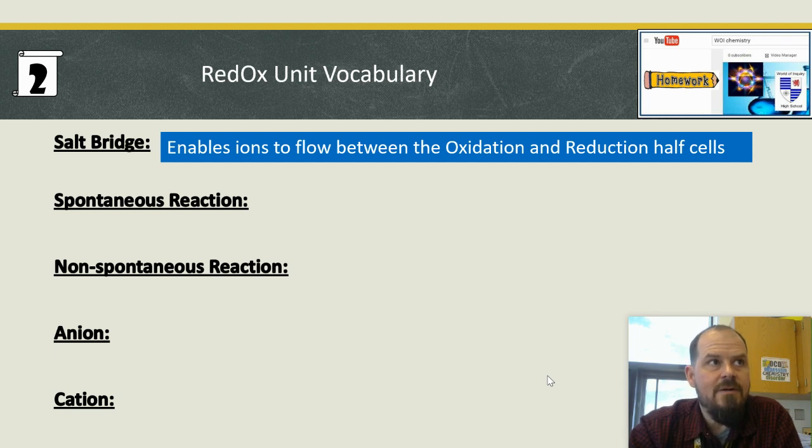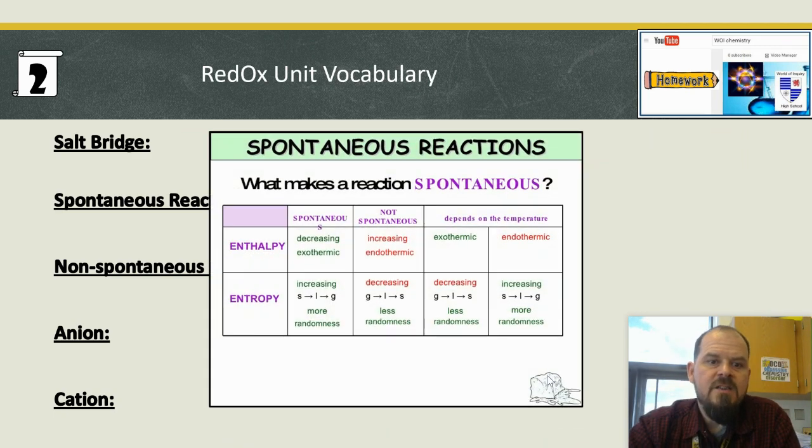I see this on the reference or on the Regents exam all the time. What is the purpose of the salt bridge? The truth is to let ions flow. The other thing you can do that is correct is to complete the circuit. You could say that, but it allows ions to flow.